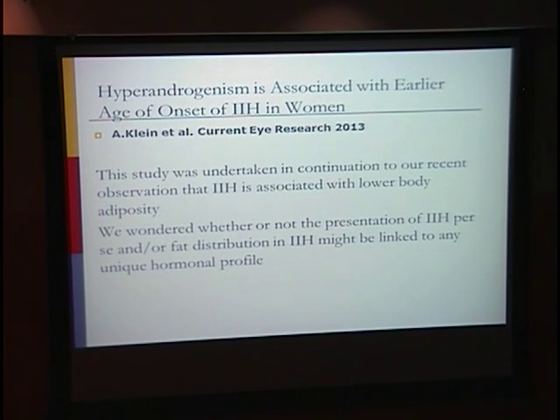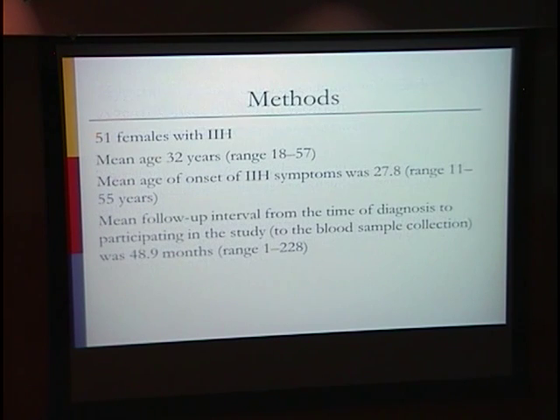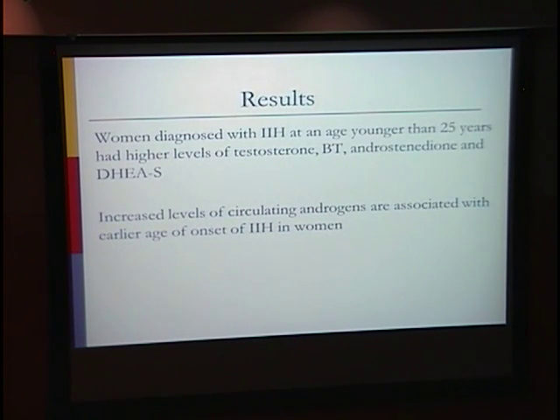So we said, okay, we need to continue because if our observation is right, that IIH is associated with lower body adiposity, we wonder whether the presentation of IIH per se or the fat distribution in IIH might be linked to any unique hormonal profile. So we took the females that we had and checked the hormonal profile. Of course, we cannot check all the hormones, but we checked a few of them. And what we found was that there was no difference. We don't find high estradiol, for example. We would expect that if you have lower body adiposity, this patient will have high estradiol because it's called gynecoid.